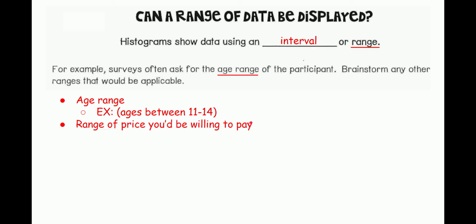You can also have a range of price you'd be willing to pay. Some people have different prices they'd be willing to pay. Some people may say, oh, that t-shirt I'll spend between $10 and $15, but I'm not going to spend more than that. Or a range of sizes you would buy. For example, some people can wear pants that are between 28 and 30.